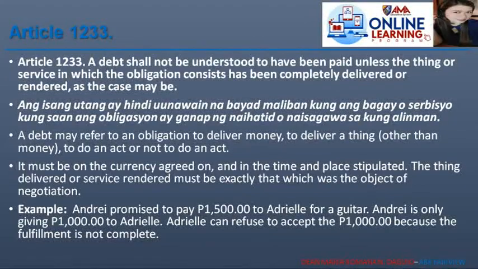So, let's have an example, class. Andre promised to pay 1,500 to Adriel for a guitar. Andre is only giving 1,000 to Adriel. So instead of paying 1,500, 1,000 lang ang binibigay ni Andre. So Adriel can refuse to accept the 1,000 pesos because the fulfillment is not complete. So kung anong pinag-usapan, sabi dito, exactly that which was the object of negotiation, which is the 1,500. So the creditor may refuse to accept the 1,000.